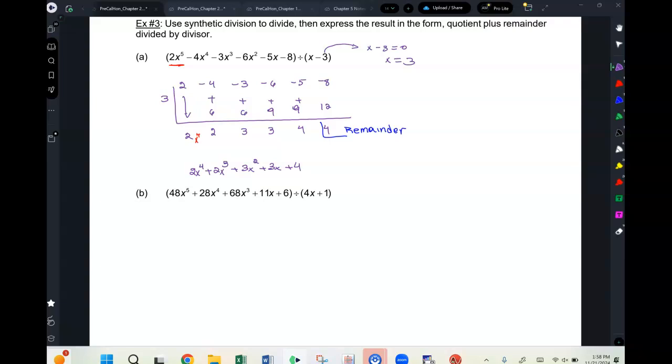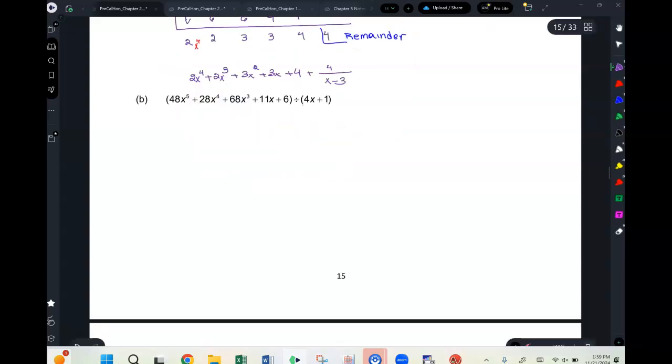This is called the depressed polynomial, not because it's a mental state of being, but because it's physically depressed, right? Like pressed downward. Plus 4 over x minus 3. Isn't that fun? Okay. So the remainder is always divided by what you divide by. Now look at this one.